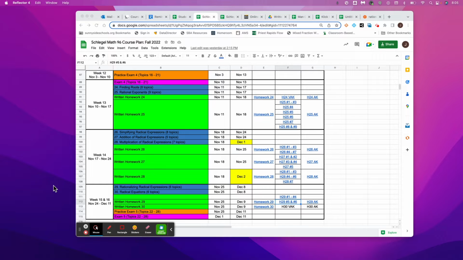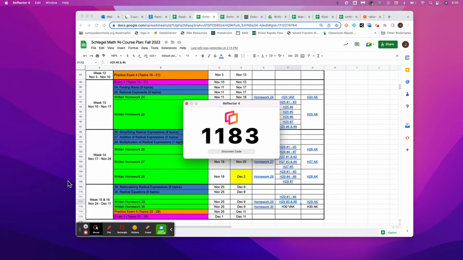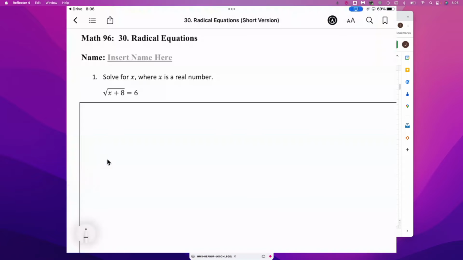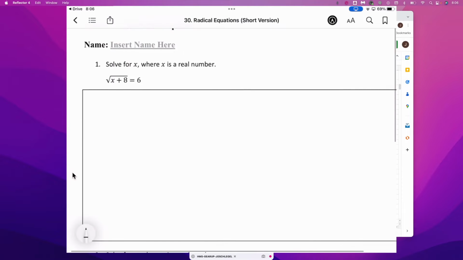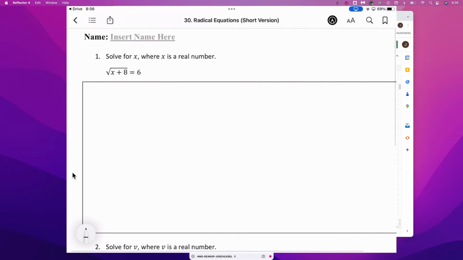Basically, we're going to be solving equations that involve radicals, and it's really not very difficult. I would say it's pretty easy stuff. We're just adding one more step to the equation solving process, and that's getting rid of that radical symbol. Right now we've got the square root of x plus 8 is equal to 6.